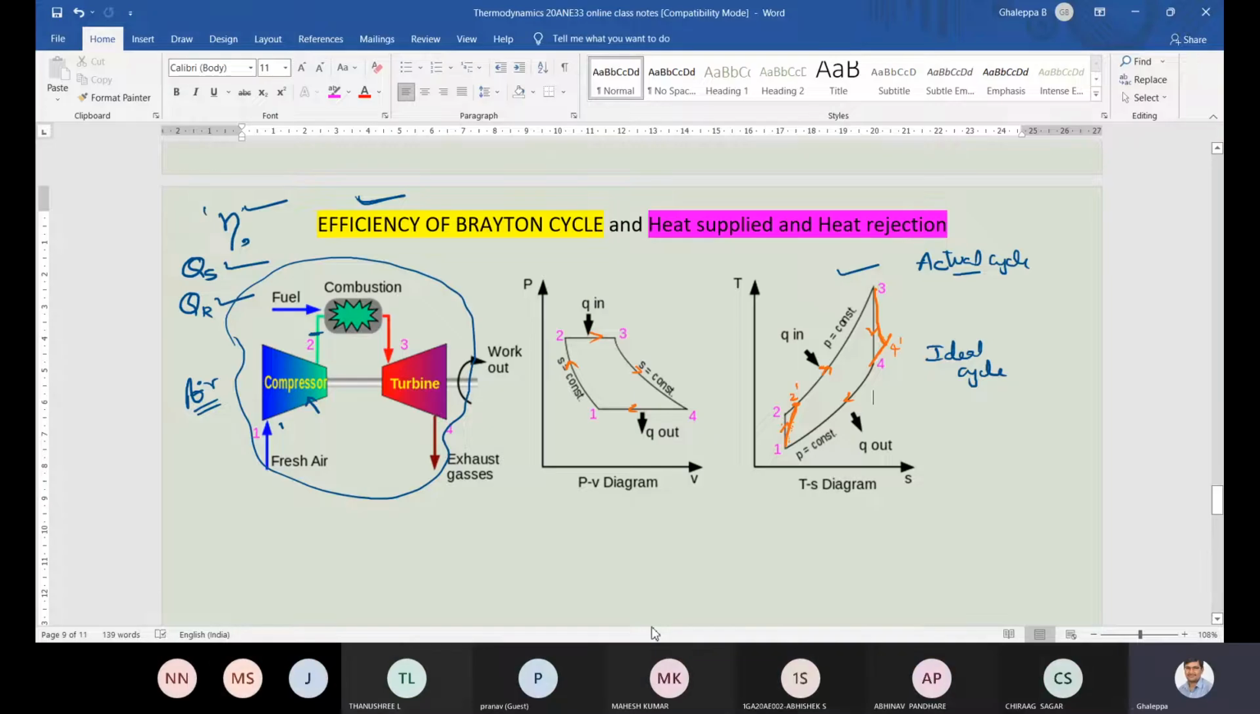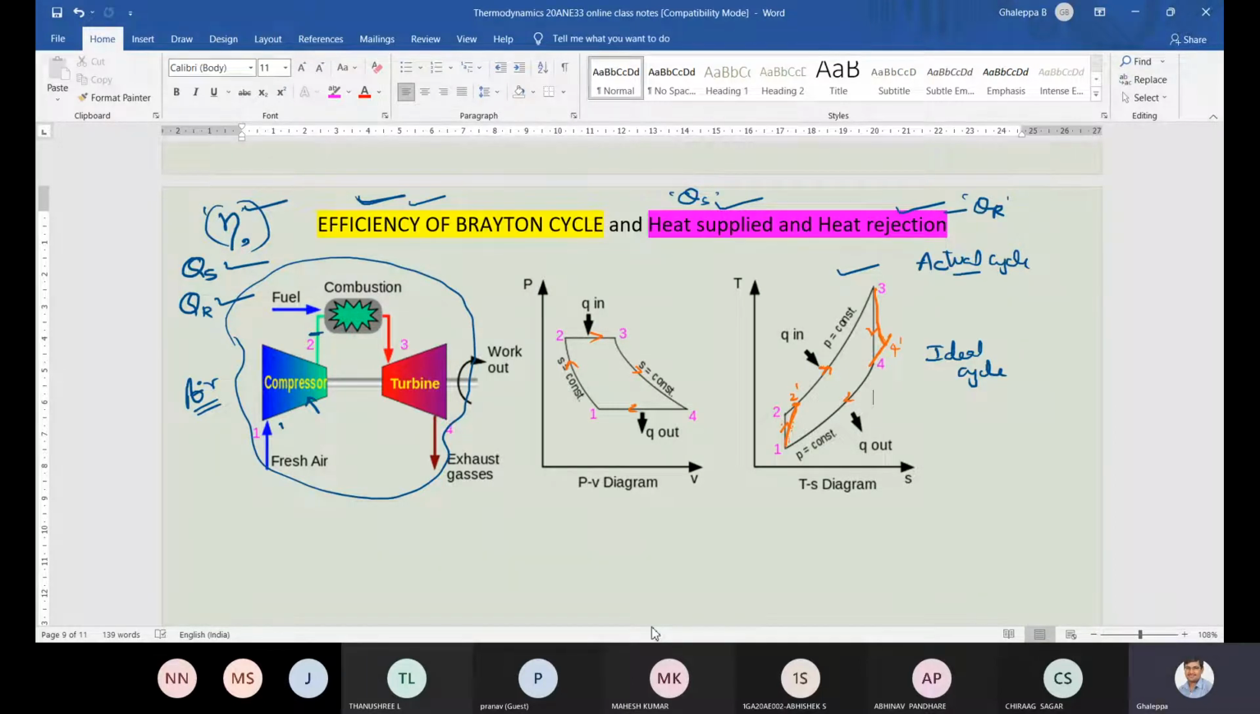So today, the topics we will discuss are: we will derive the efficiency of the Brayton cycle, and also we will write the expression for heat supplied for the Brayton cycle, as well as heat rejection. QR represents heat rejection, QS represents heat supplied, and efficiency is eta. And this efficiency equation we will be writing in two types. One is in terms of temperatures, and one more is in terms of enthalpies.